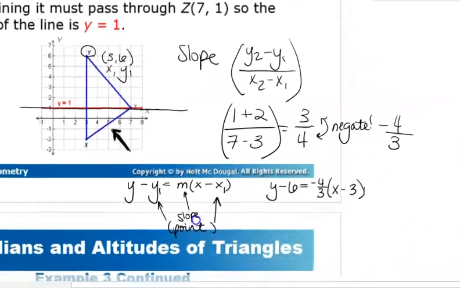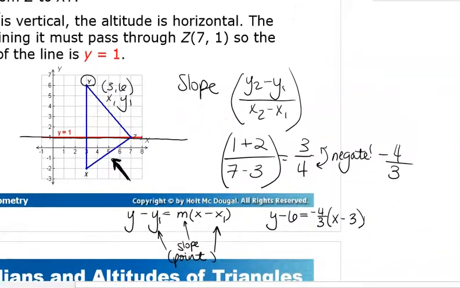Or if you're just graphing it, you can start at that point and go down 4. So start at this point, down 4: 1, 2, 3, 4. And then you run 3: 1, 2, 3. Down 4, and then run 3. Okay, so this is me graphing it. So it passes right there. And you notice it's not a very nice spot. So if they need that coordinate, that's not a very nice spot at all.